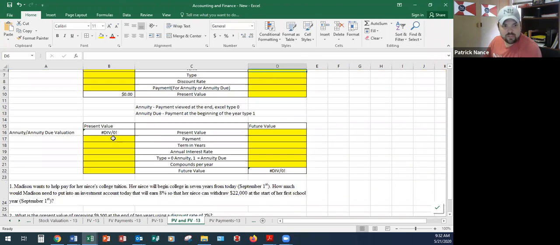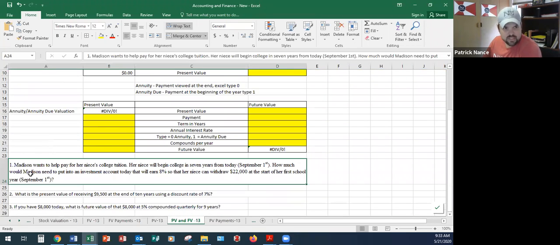So the first one we're going to look at is number 13 on the test. It says Madison wants to help pay for her niece's college tuition. Her niece will begin college in 7 years, 7 years from today. How much would Madison need to put into an investment account today that will earn 8% so that her niece can withdraw $22,000 at the start of her first school year, September 1st. So begin 7 years, how much would you need to invest in the account today?